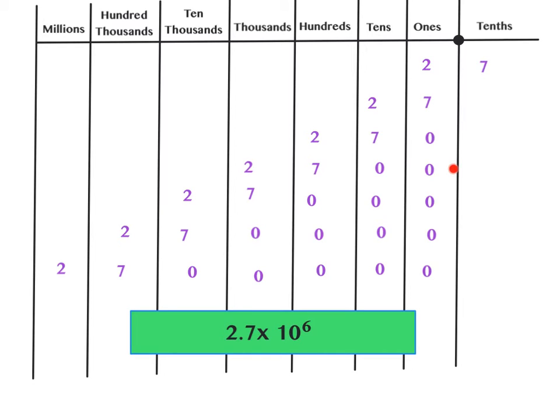When we multiply by 1,000, we get 2,700. When we multiply by 10 to the 4th, or 10,000, we get 27,000. When we multiply by 10 to the 5th, we get 270,000. And finally, when we multiply 2.7 times 10 to the 6th, our value is 2,700,000 people.